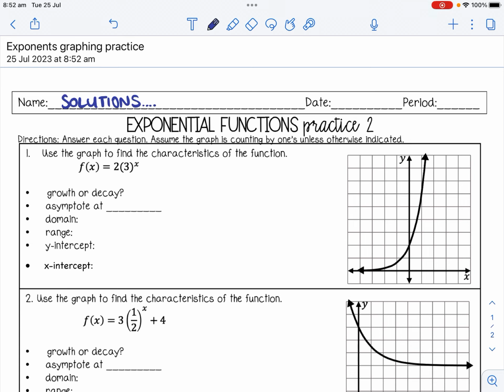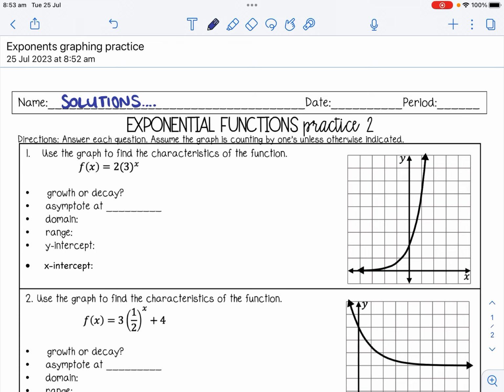Okay, so we're looking at exponential graphs and we're trying to go a little bit further than we have previously. We're going to talk about the domain and range, and we're also going to find the x-axis intercept as well as the y-axis intercept when it exists. So let's jump straight into it.